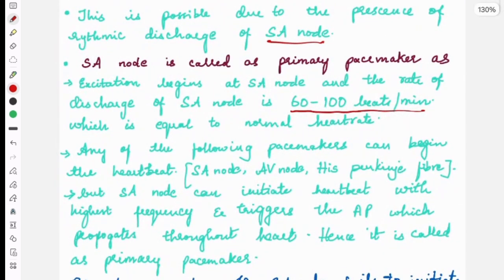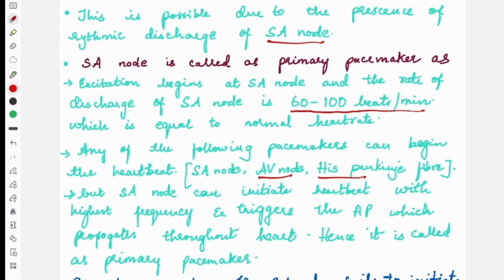Now, if the SA node fails to discharge the stimulus, or fails to excite, what is the condition of the heart? Will the person die? No, the person will not die. There are other pacemakers in the heart that can replace the SA node if it is non-functional. Those are the AV node, bundle of His, and Purkinje fibers. These are called secondary pacemakers.